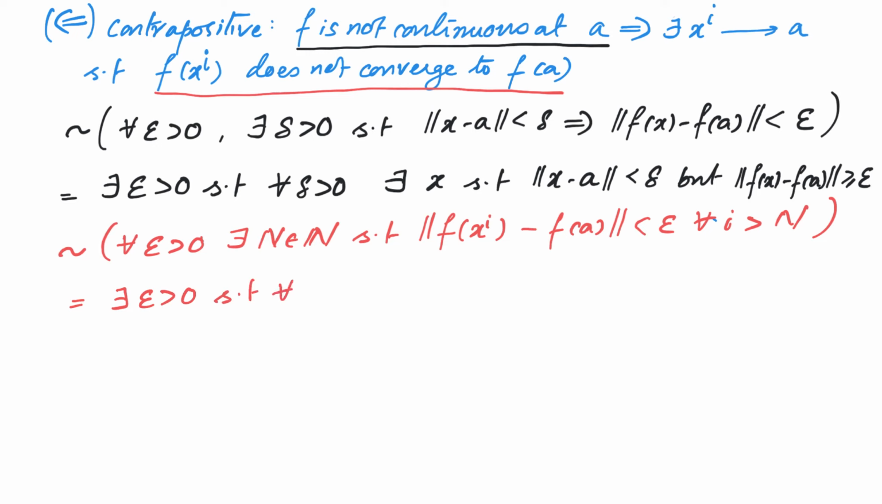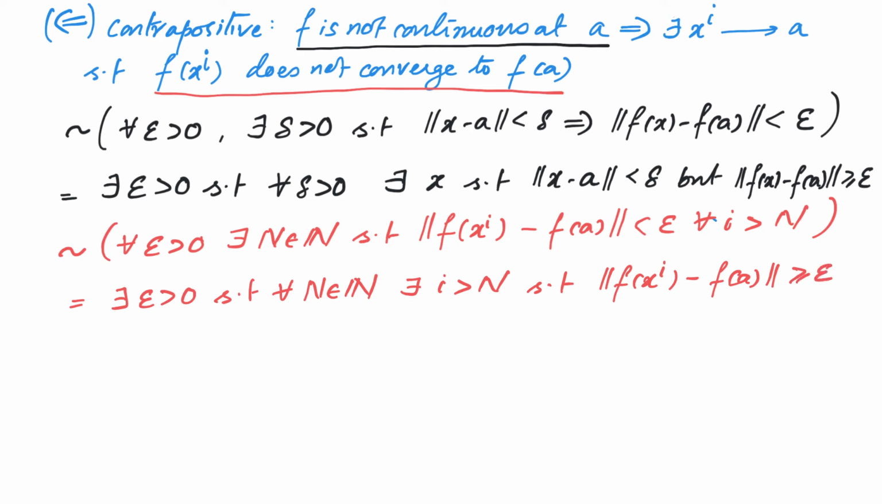In other words, whatever n you take, you cannot guarantee that norm of f of x_i minus f of a is less than epsilon for all i greater than n. In other words, you can find some i greater than n such that norm of f of x_i minus f of a is greater than or equal to epsilon.